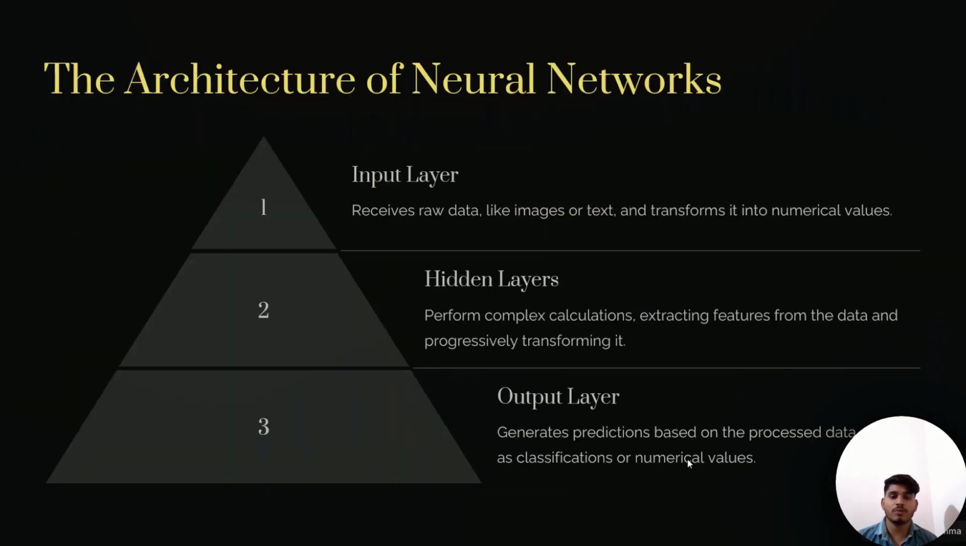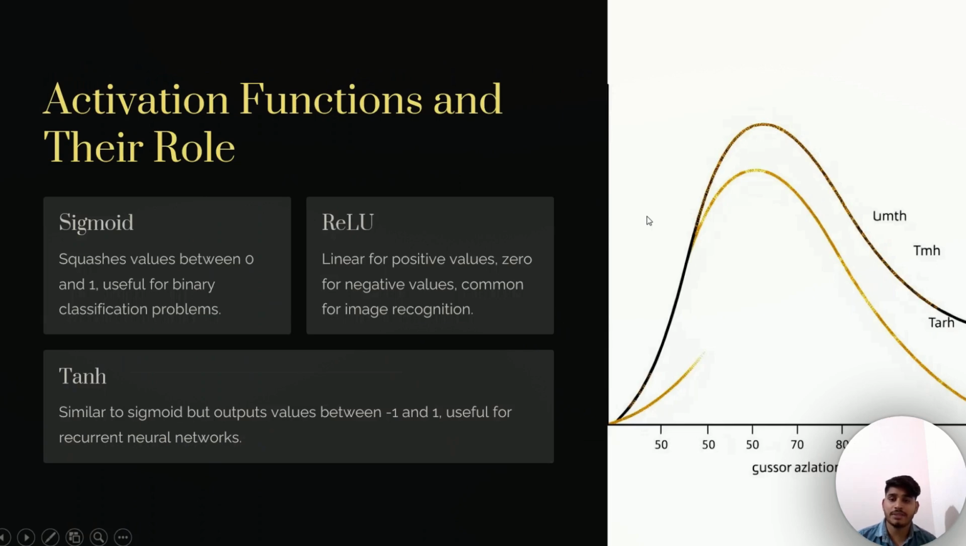Now the architecture of neural networks: input layer, hidden layers, and output layer. The input layer receives raw data like images or text and transforms it into numerical values. The hidden layers perform complex calculations, extracting features from the data and progressively transforming it. The output layer generates predictions based on the processed data, such as classification or numerical values. Next, activation functions and their role.